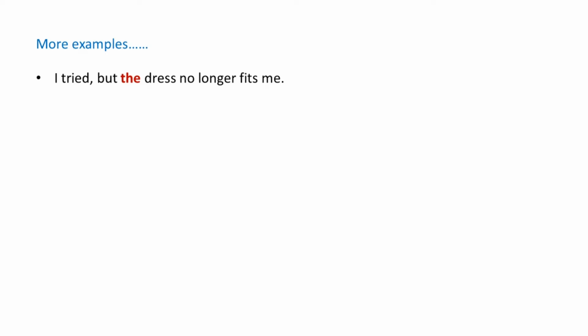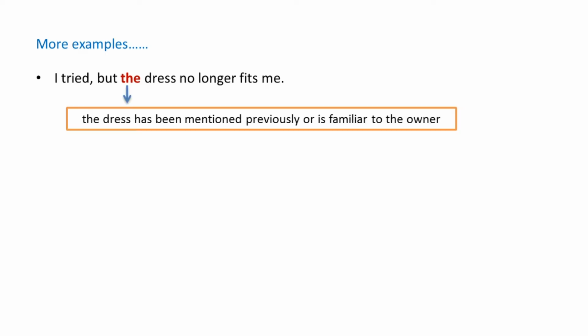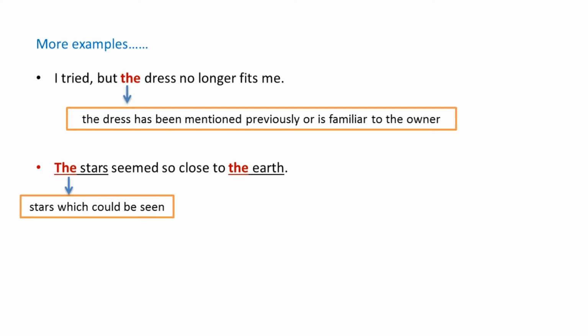I tried, but the dress no longer fits me. We have used the before the noun dress because the dress has been mentioned previously or is familiar to the owner. Another sentence, the stars seemed so close to the earth. Here we have used the before stars because we are referring to the stars which could be seen in the sky. Maybe the particular stars about which we are talking, we are referring to those stars. Before the noun earth, we have used the because that noun earth is unique, one of its kind.